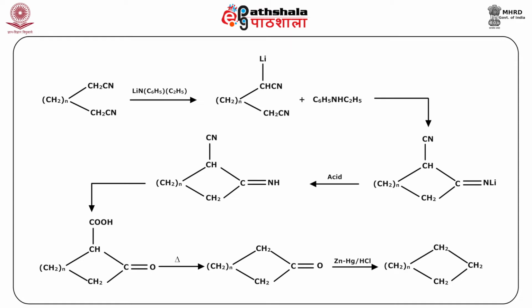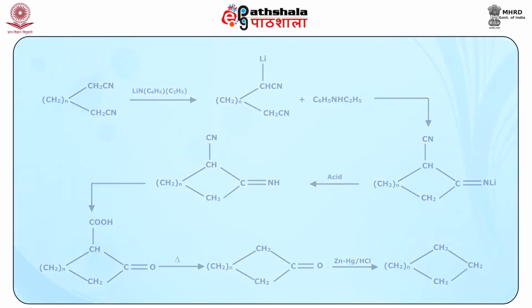cyclooctane ring system. In the presence of the lithium compound, the hydrogen is lost from the alpha position of the cyano compound, leading to further cyclization by the intramolecular cyclization method in the presence of an acid. The carboxylic compound obtained is then heated to lead to decarboxylation and the formation of a ketone compound, which in the presence of zinc mercury amalgam and HCl undergoes the Clemmensen reduction, leading to the formation of a cyclic structure.